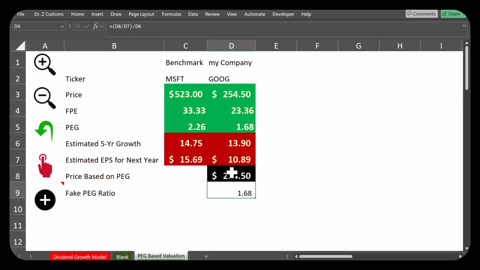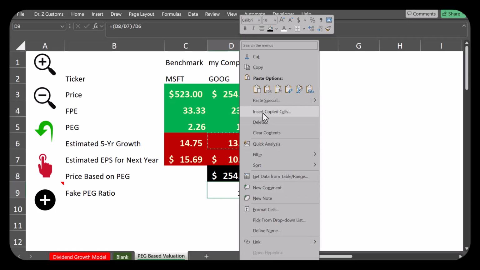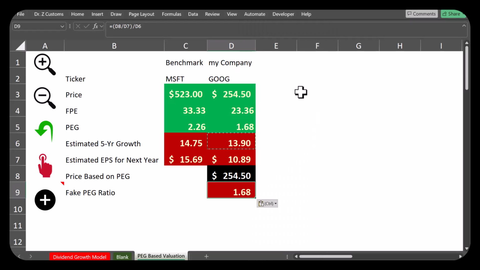Okay, let me paste the formatting. Obviously, at that price, they're the same. Difference. Oh, difference of this with the PEG ratio of my benchmark company.